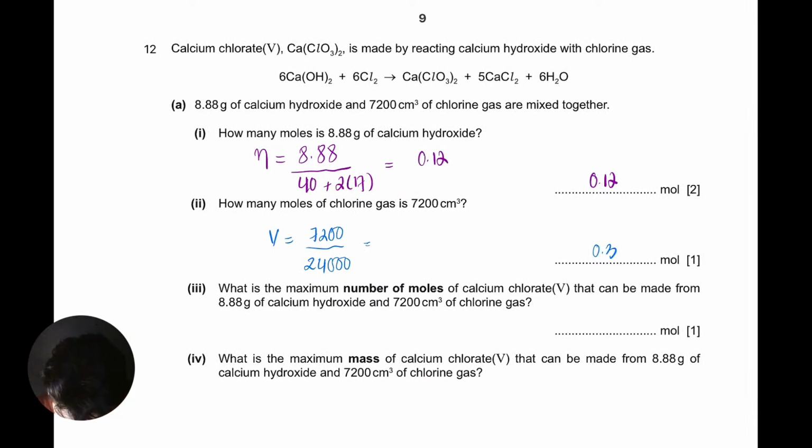If you have 0.12 moles of this and 0.3 moles of this, the ratio is 1 to 1. So if I have 1 molecule of this, I'll need 1 molecule of this. So technically, they should be.